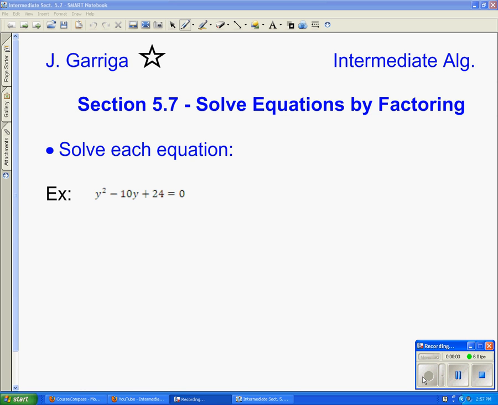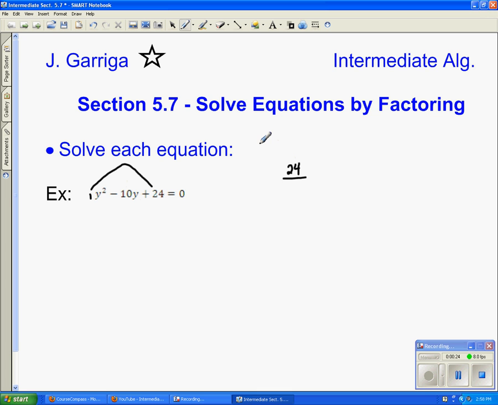Section 5.7, we're going to solve equations by factoring. First of all, we need to make sure our equation is set equal to 0. And then we want to factor our left-hand side. So we're going to use our rooftop method. Since there's a 1 there, what multiplies to give us 24, but when I add them together, I want to get a negative 10?